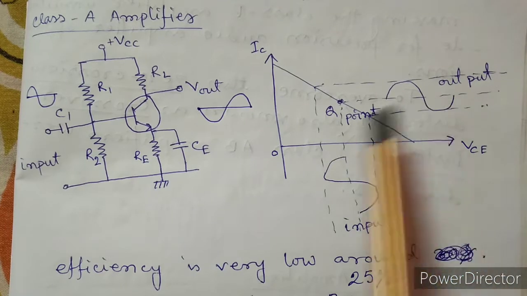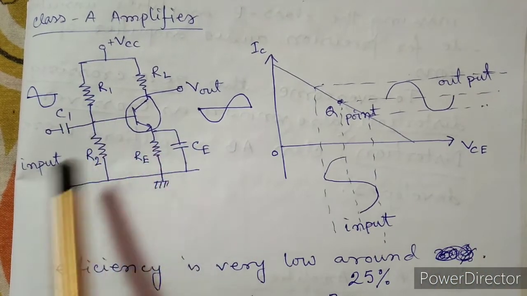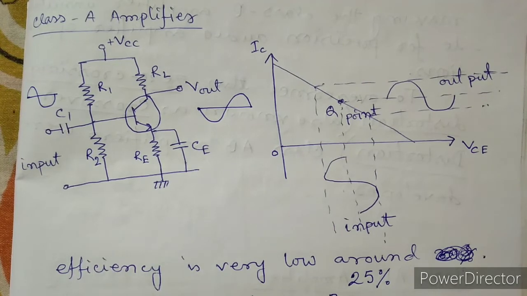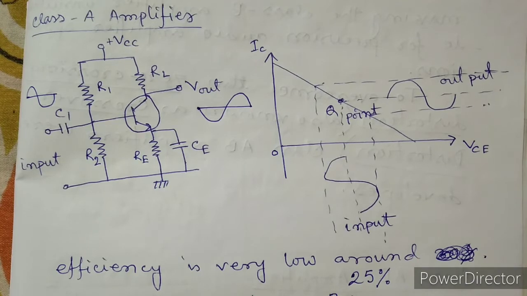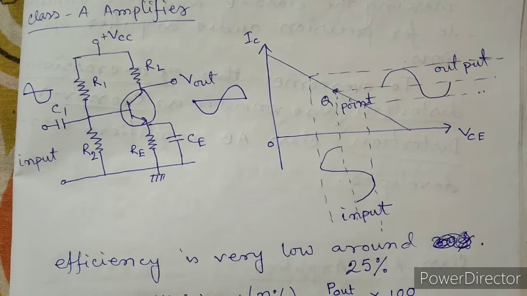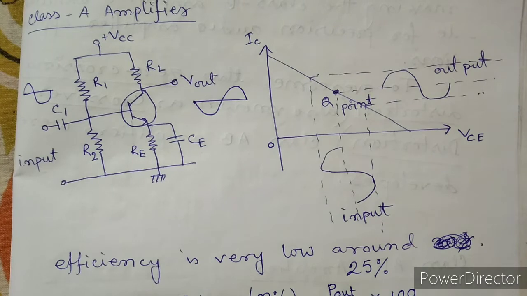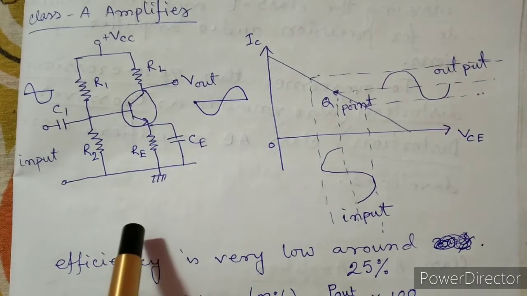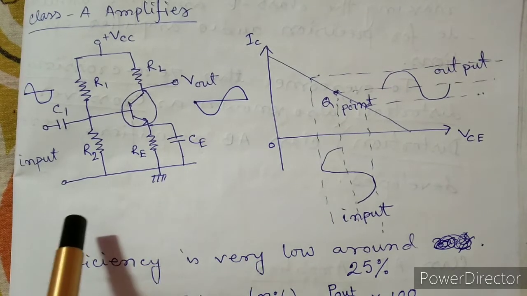So for the full cycle the transistor will respond, and the efficiency of the class A amplifier is very poor, but in case of linearity the class A amplifier is a linear amplifier. The efficiency is very low, near about 25%, and for this circuit it is even less than 25%.